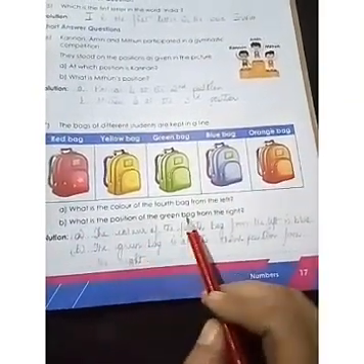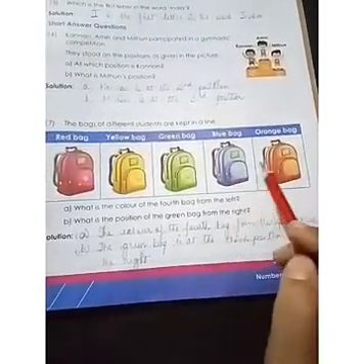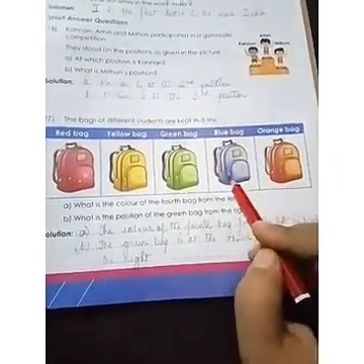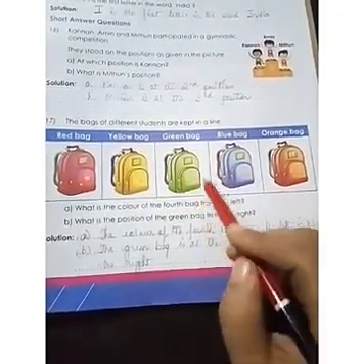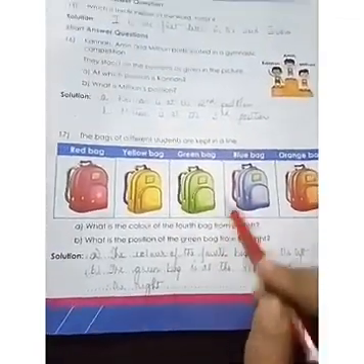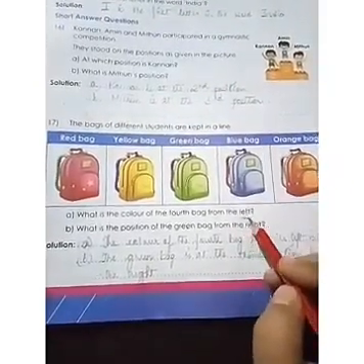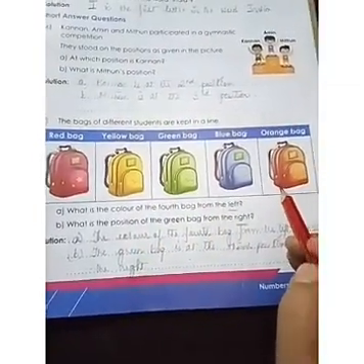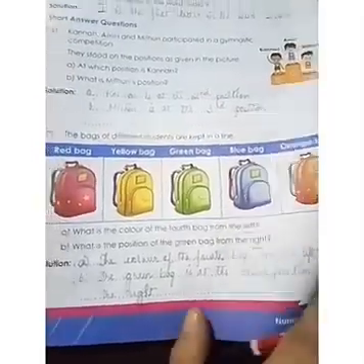What is the position of the green bag from the right? Okay. So you have to count from this side now, your right hand side. So what is the position of the green bag? So this is orange, this is blue and this is green. So first, second and third. So the green bag is in the third position. Like this type of questions might come, but you have to remember and look very carefully about the left and the right, from which side you have to count. Otherwise, if you count in the wrong direction, you will get an incorrect answer.